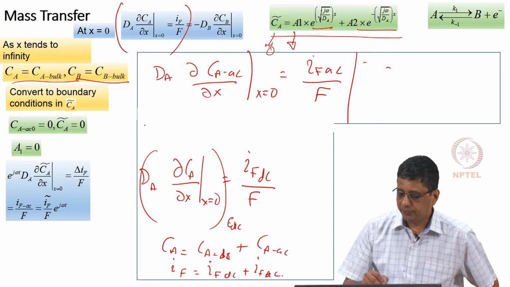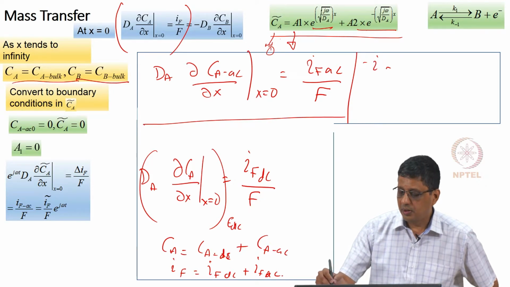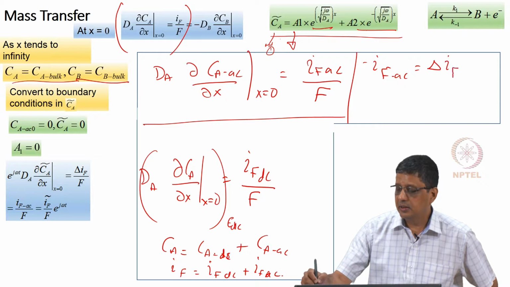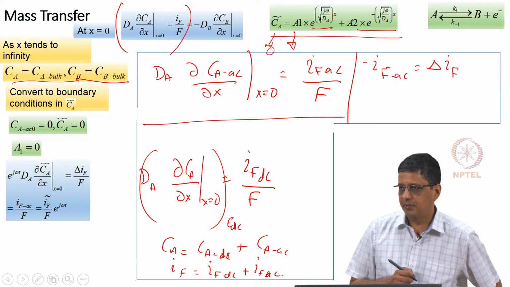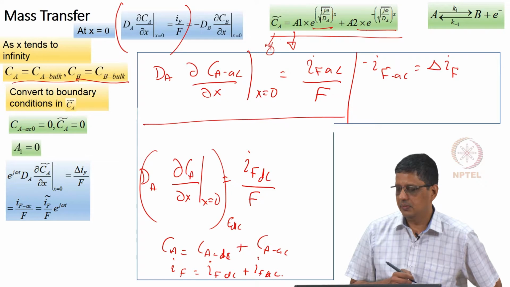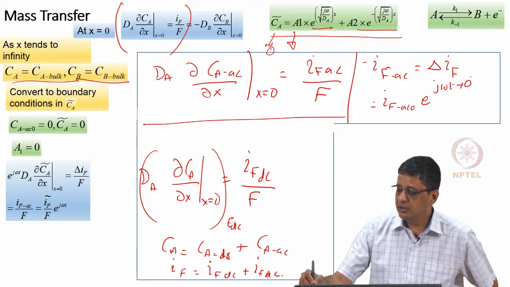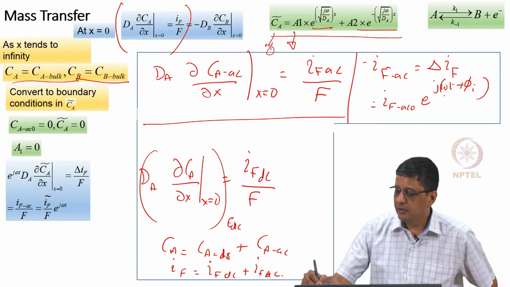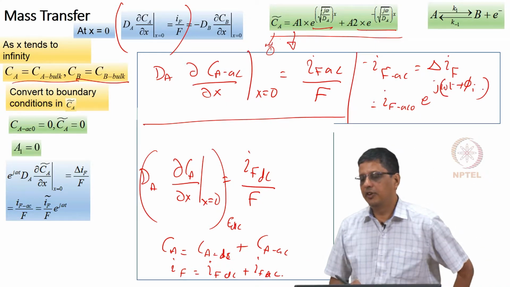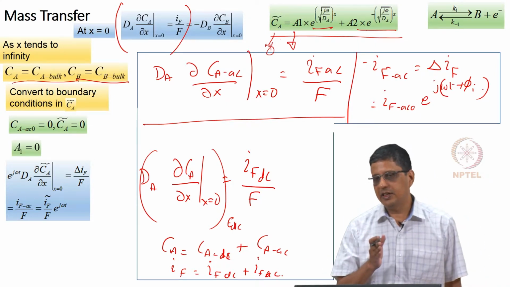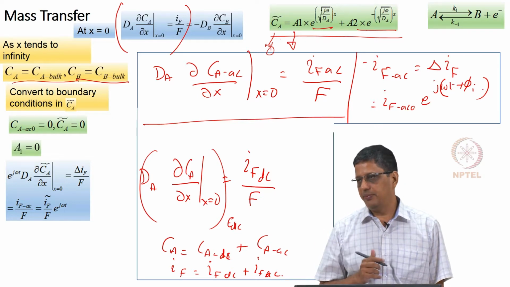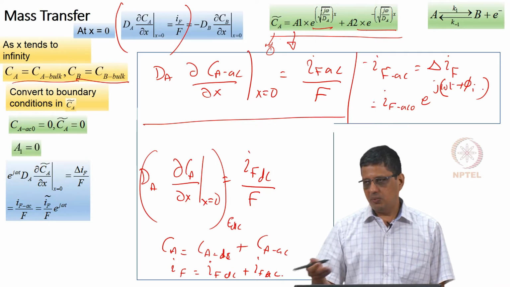Now, If AC, another notation is del If, and in general it is going to be If AC 0 e power j omega t plus phi I, where phi I indicates the phase difference between the current and the potential, and that is going to depend on what the omega is.